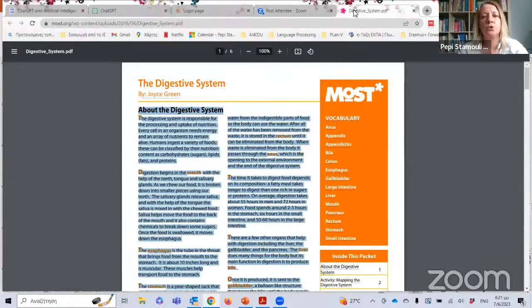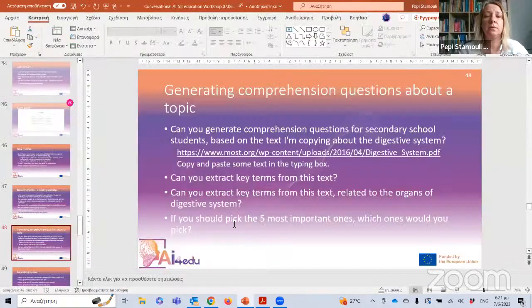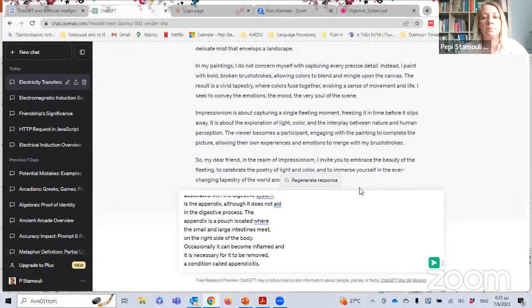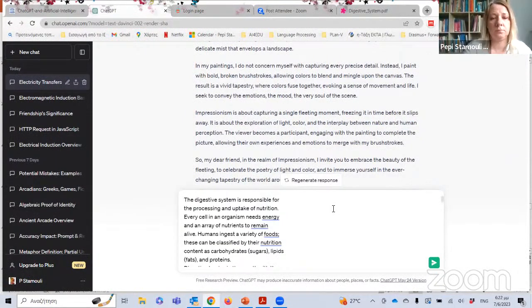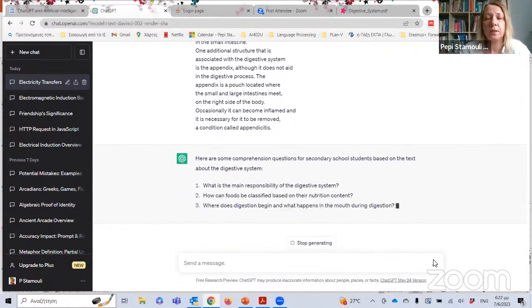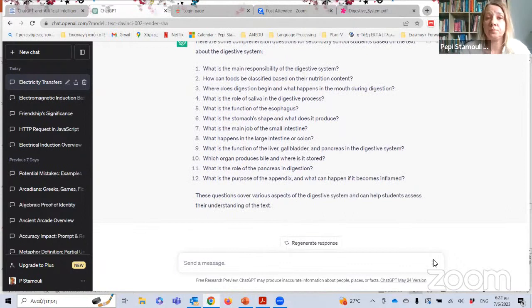about the digestive system. So you can copy the whole text, paste it in the typing box, and ask, can you generate comprehension questions for secondary school students based on the text I'm copying about the digestive system? The text is quite lengthy. However, it is easily processed, and ChatGPT is able to provide 12 comprehension questions, open-ended questions about this specific text that I gave as an input.